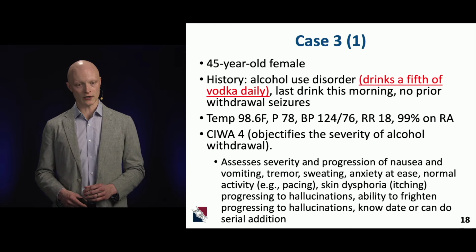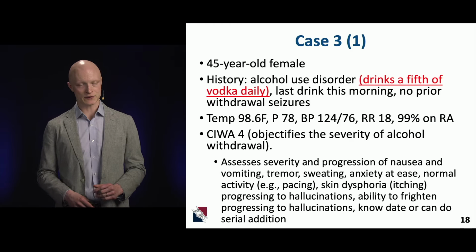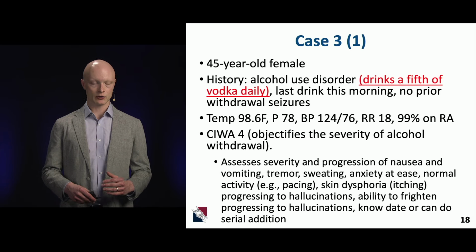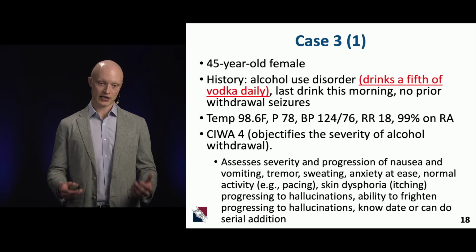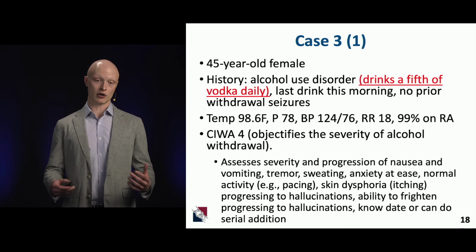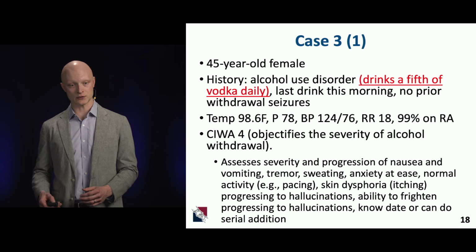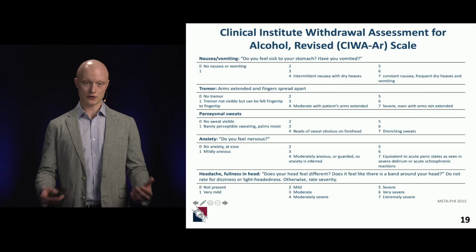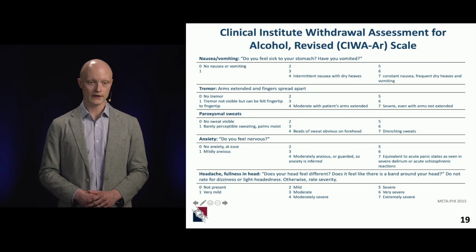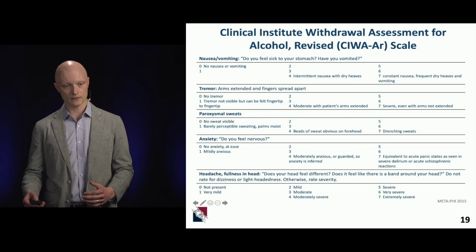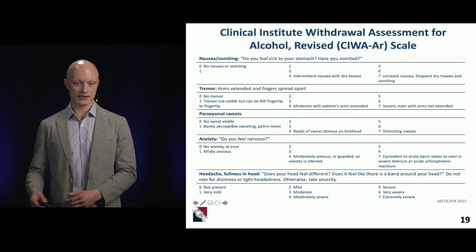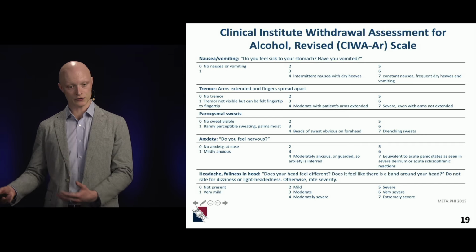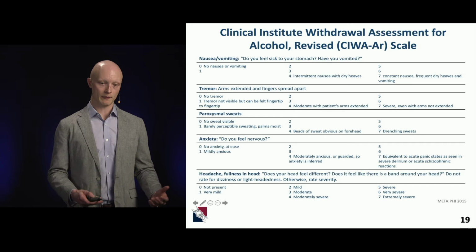The CIWA score is a step-by-step scoring tool that helps us to more accurately objectify the severity of alcohol withdrawal, and it then guides treatment. It includes several different symptoms that are associated with alcohol withdrawal, and they're graded on a scale. Obviously, very high means that the patient is having bad withdrawal. Very low means minimal withdrawal.